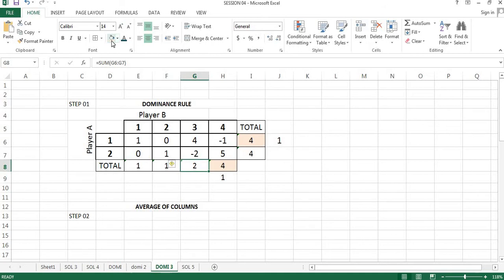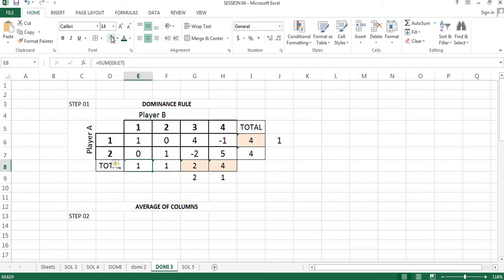Let me go with the second selection. This is my second selection. 4 is greater than 1, minus 2 is less than 0. 4 is greater than 0 and minus 2 is less than 1. 4 is less than minus 1 and minus 2 is lesser than. 4 is greater than minus 1 and minus 2 is lesser than 5. So not possible.